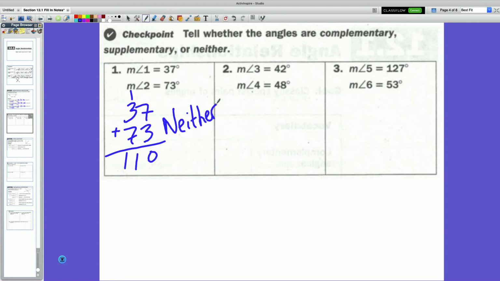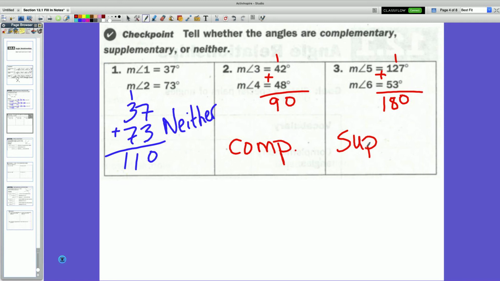Okay, measure of angle 3 and measure of angle 4. Again, I'm going to add those up. 2 and 8 is 10, carry the 1. 4 and 4 is 8, plus 1 is 9. 90 degrees, that makes them complementary. And number 3, add these up, let's see what happens. 3 plus 7 is 10, carry the 1. 1, 2 is 3, plus 5 is 8, and then I have this extra 1 there. So 180 degrees, which means that they are supplementary.